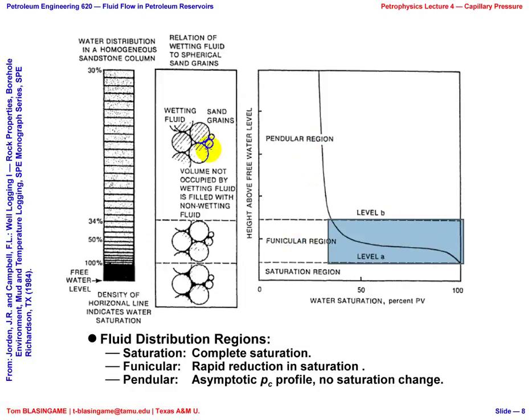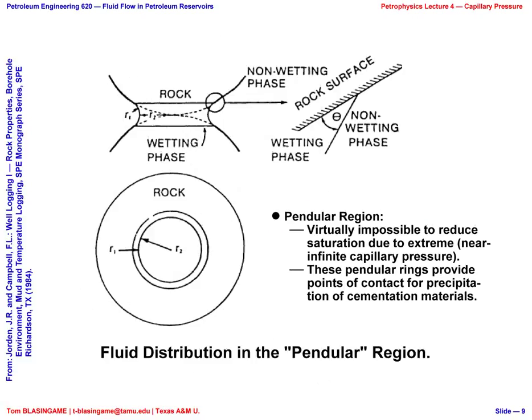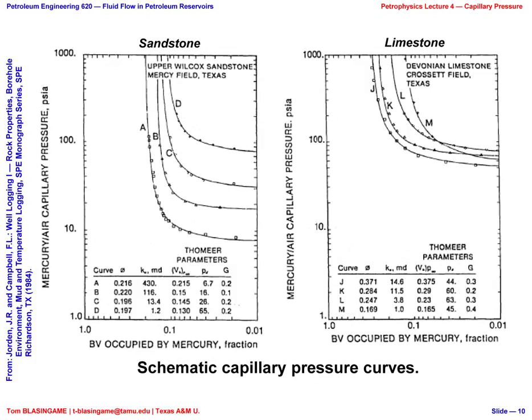And then the pendular region is where the only thing you have left is a little bit of fluid around these points of contact. And in fact, you'll never reduce it below that, because it's physically impossible to have a high enough pressure to remove these pendular rings. Okay? And I'm going to jump ahead and skip this. You can read about that.